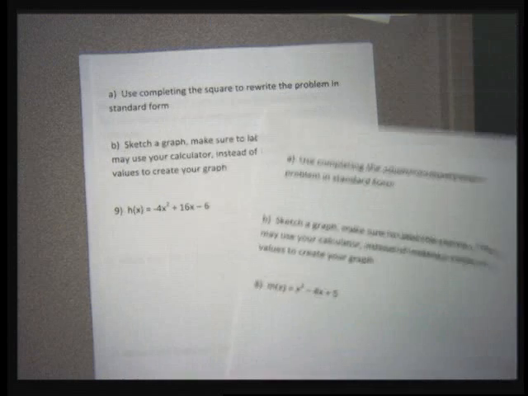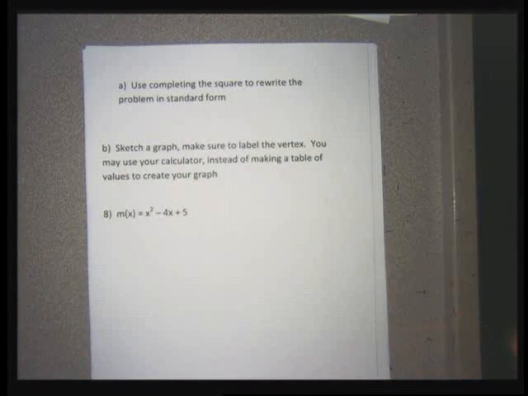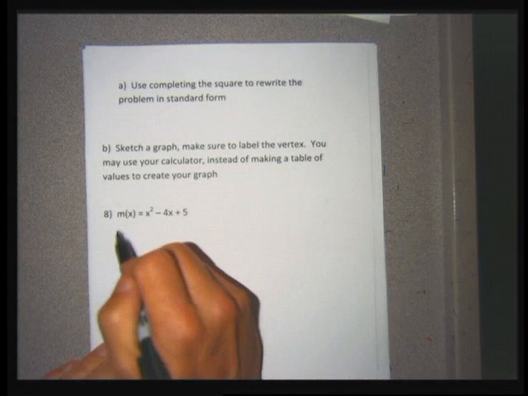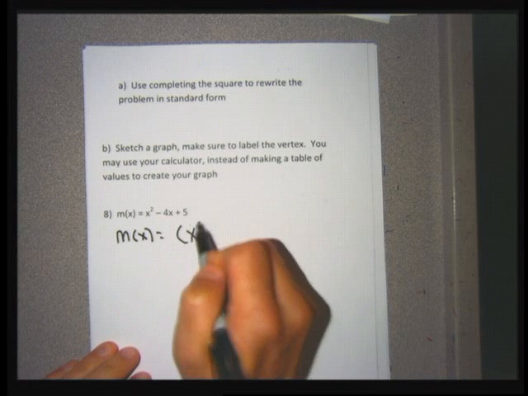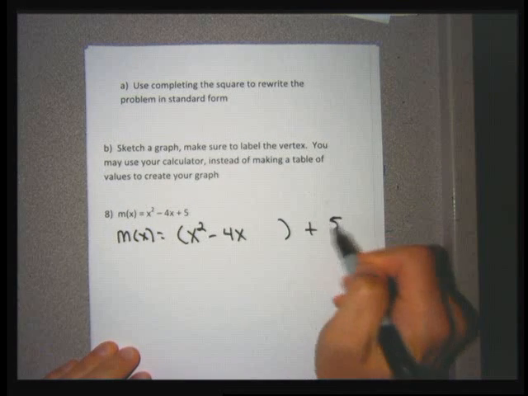Problem 8 wants me to use completing the square to write this in standard form, sketch a graph, label the vertex, and steal the graph from my calculator, which means I might have to tweak the window a little bit. So to do this problem 8, part A, the first thing I'm going to do is group the x's. I'm going to go x squared minus 4x. Dump the plus 5 out.